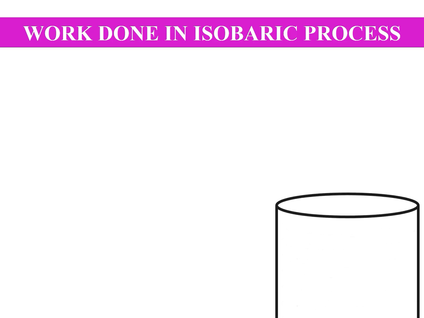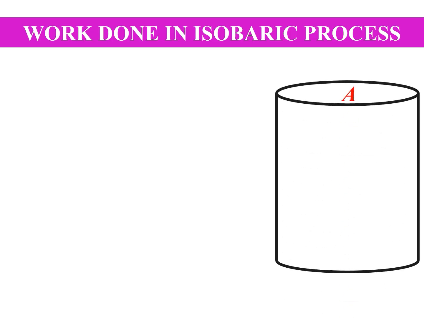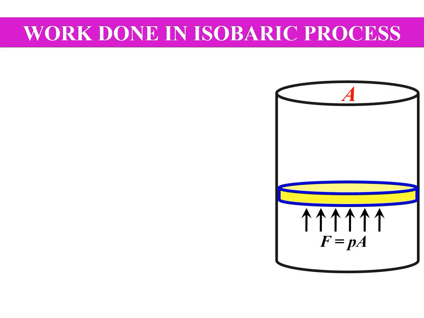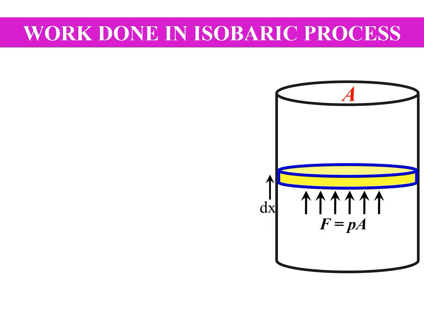Isobaric process is a constant pressure process. We want to find an expression for the work done in an isobaric process. Consider a gas in a cylinder of cross-sectional area A and fitted with a movable piston. The pressure of a gas results in a force that displaces the piston upward by a displacement dx.